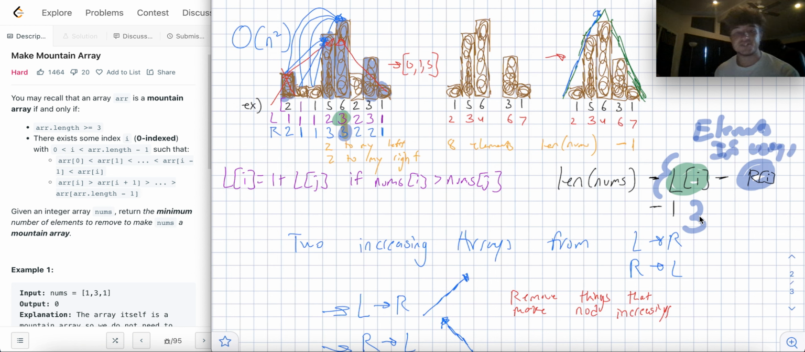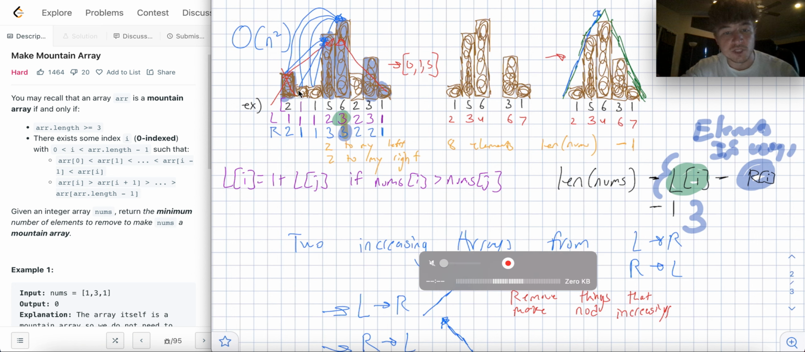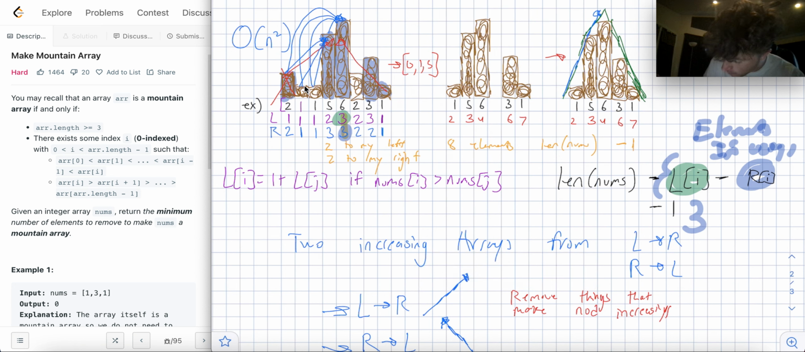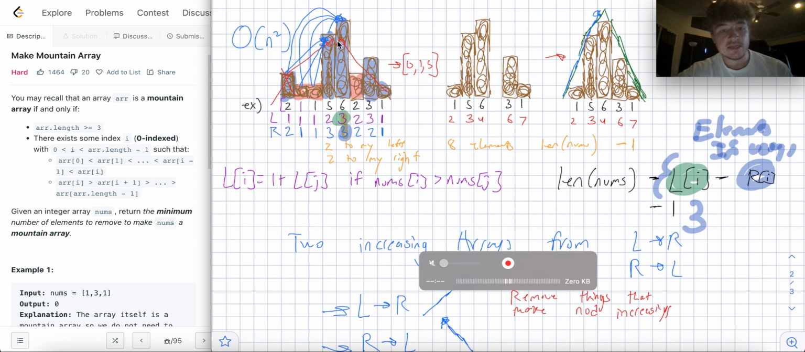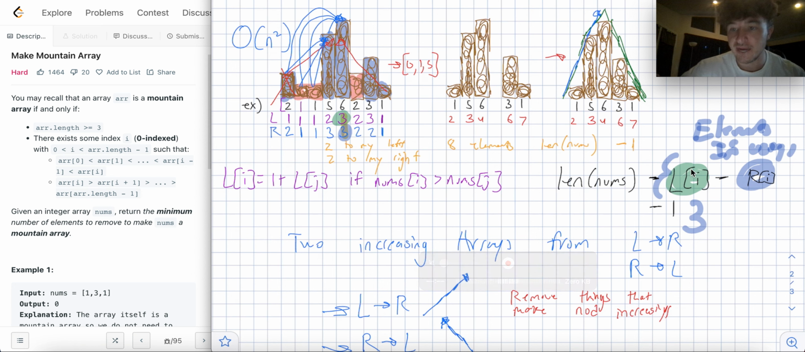Then how many did I have to delete? I had to delete the only ones remaining, right? So I had to end up deleting these red ones, right? So that's the number that I had to delete to make this work. This is the number that I kept, the longest increasing subsequence from the left and the longest increasing subsequence from the right. And the ones I removed are just the ones that are left over, the things that I'm not using. So that's just length of nums minus the things that I'm using.